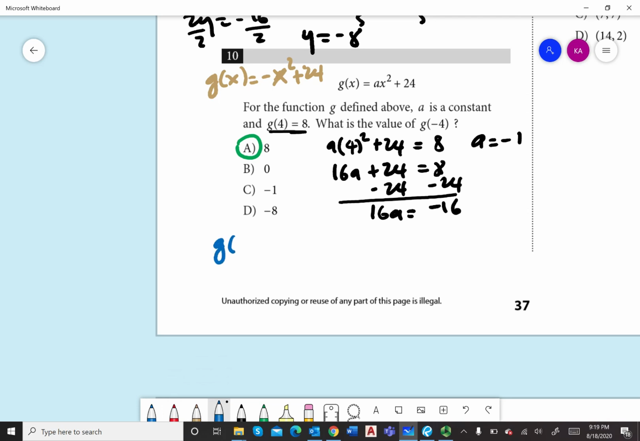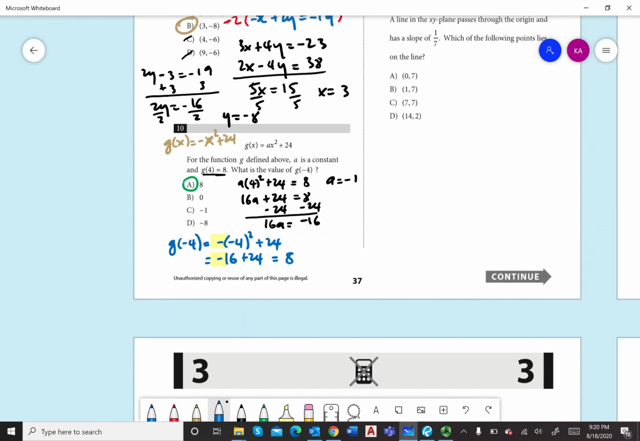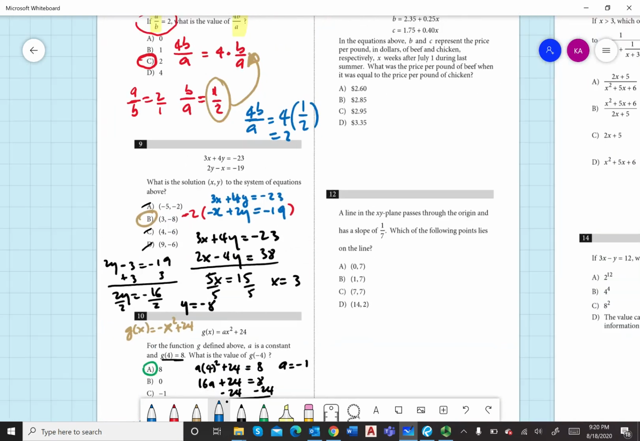g of negative 4 is equal to negative of negative 4 squared. I just plugged the negative 4 into the equation. Negative 4 times negative 4 is positive 16, but I had this negative sign here that I bring down. Then I add my 24, which again gives me the 8. So either way you can get the right answer.